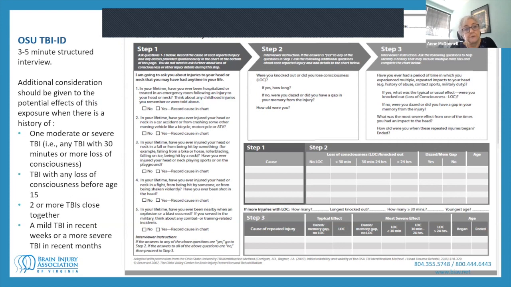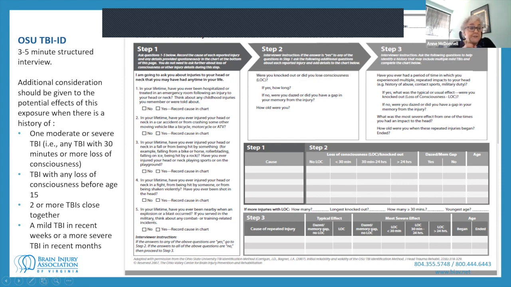The OSU interview form takes about 3 to 5 minutes. You see in question 1, they ask you about injuries to your head or neck that you may have had at any time during your life. Have you ever been hospitalized? Did you ever crash into something? Have you ever injured your head from a fall or being hit by something? Have you ever been hit by someone? Or have you ever been nearby when a blast occurred? In step 2, they'll ask a question about a loss of consciousness. And in step 3, they ask if they've experienced multiple repeated impacts. And a few follow-up questions. And they document all of that down here in this section. The answers to step 1, step 2, and step 3.